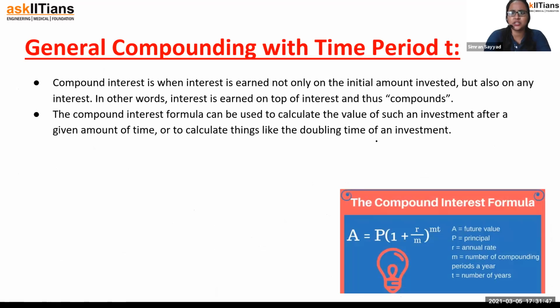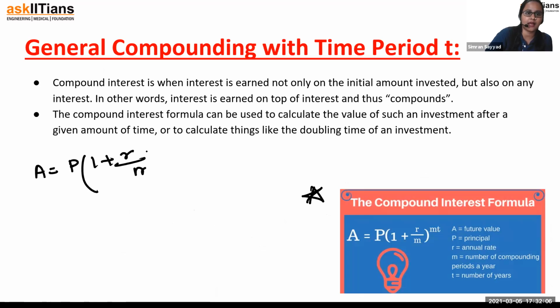The next part is general compounding with the time period T. This is going to be a general compounding, and you can use this formula now. I told you we are going to use the formulas later on. So what is the formula? A is equal to P bracket 1 plus R by M into NT.